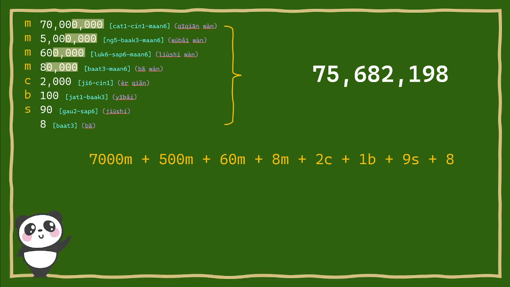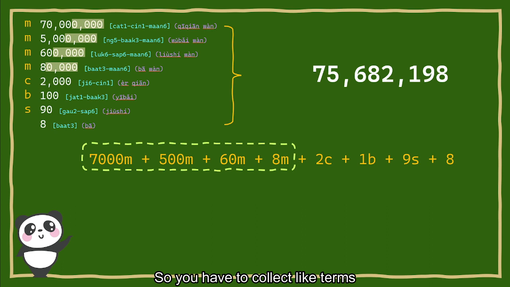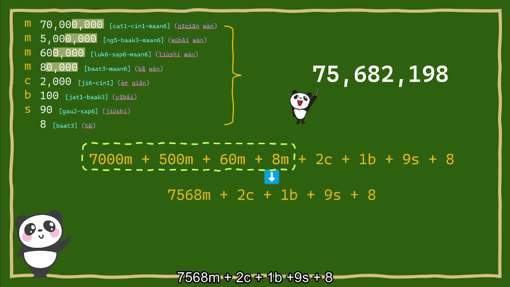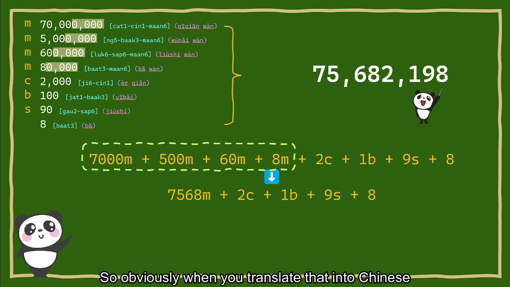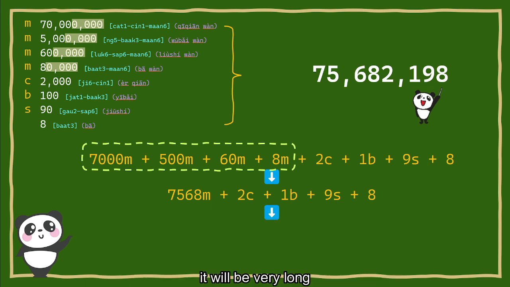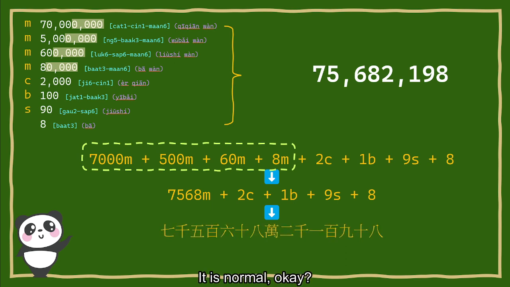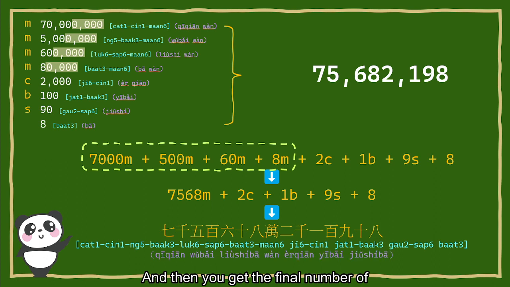It's very long, isn't it? So you have to collect like terms, and you will get 7,568M plus 2C plus 1B plus 9S plus 8. So obviously when you translate that into Chinese, it will be very long. It is normal, okay? And then you get the final number of 7,568万 2,198. That's it. And in Mandarin it is 7,568万 2,198.